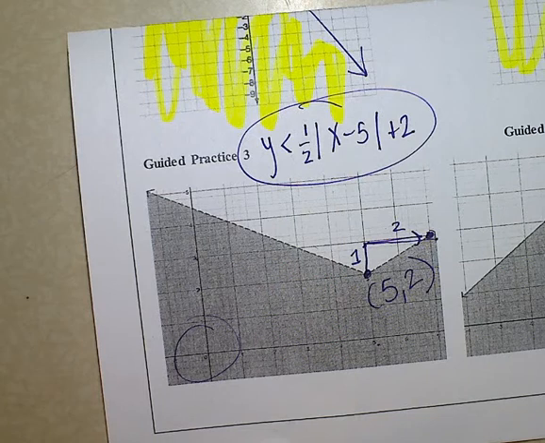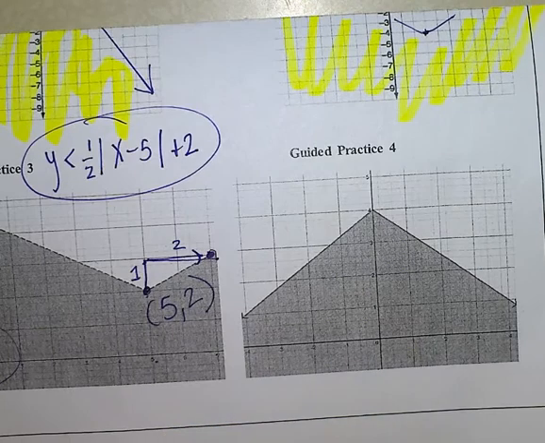One through 5, your level of understanding for that. That's tough stuff. 1 through 5? Okay. Let's go on right now to guided practice number 4.